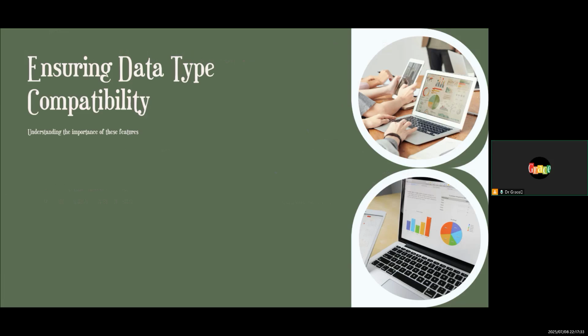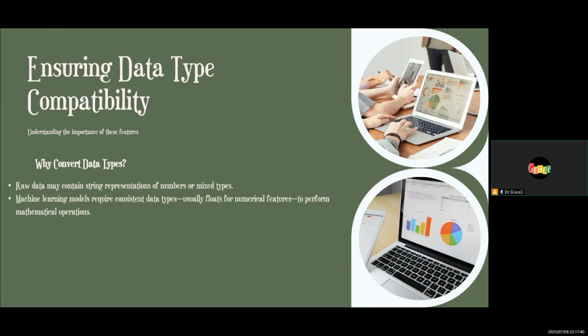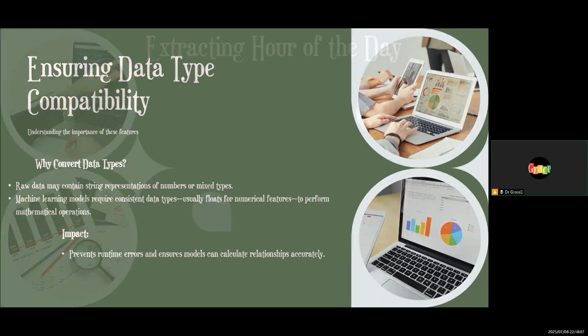This helps us to understand the importance of these features. Why convert data types? That is the first thing we need to ask ourselves. Raw data may contain string representations of numbers or mixed types. So machine learning models require us to be consistent in our data types, typically floats for numerical features to perform mathematical operations. Now, what is the impact? One of it is that it prevents runtime errors and ensures models can calculate relationships accurately.